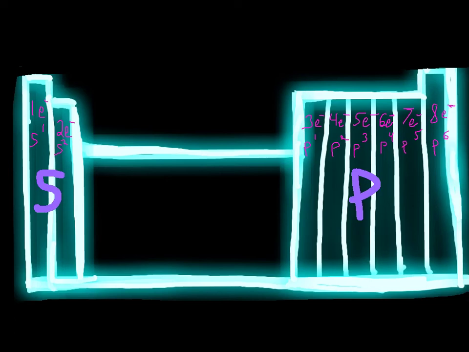Going from left to right, considering only the s and p blocks, sequentially, they have 1 electron for group 1, 2 valence electrons for group 2, 3 valence electrons in group 13, which is also group 3A, 4 valence electrons in group 14, 5 valence electrons in group 15, 6 valence electrons in group 16, 7 valence electrons in group 17, and finally 8 valence electrons, the complete octet, for group 18, the noble gases.